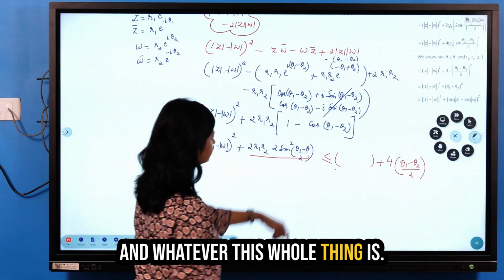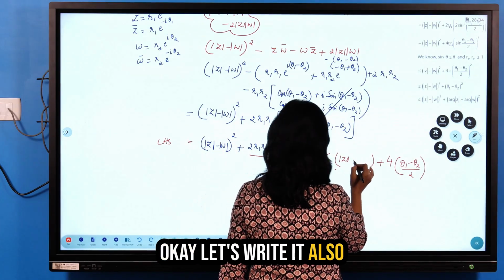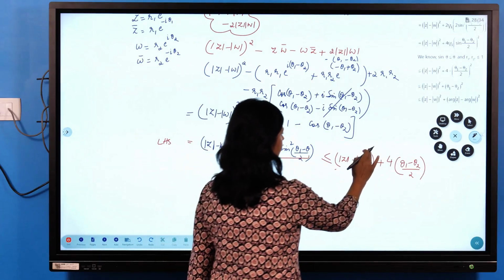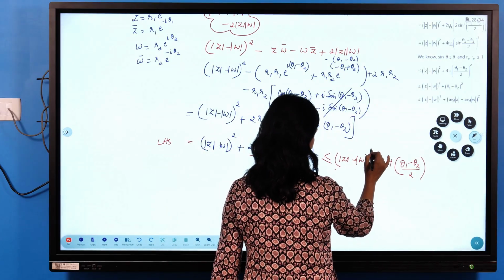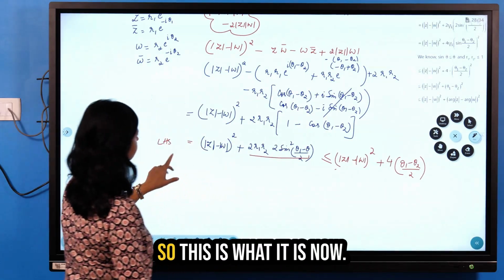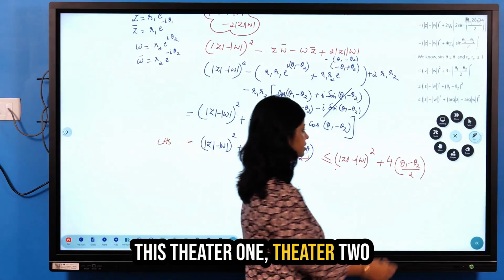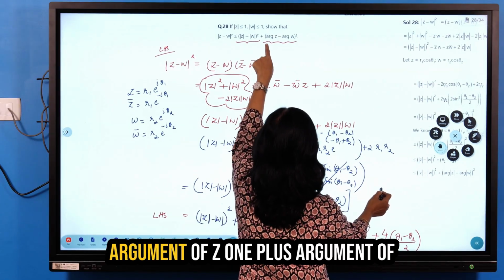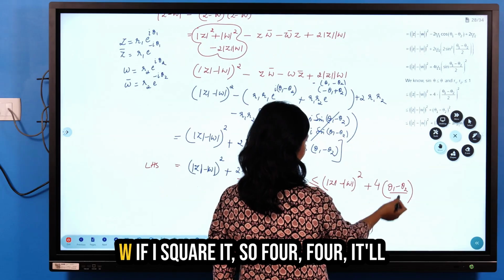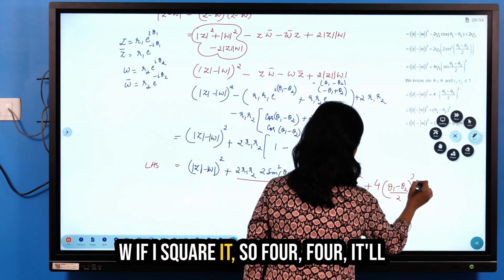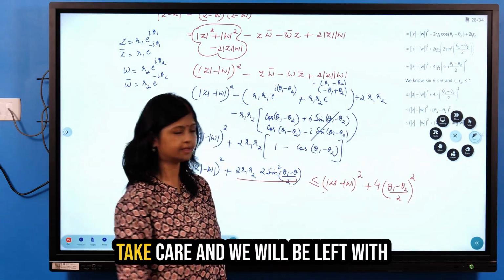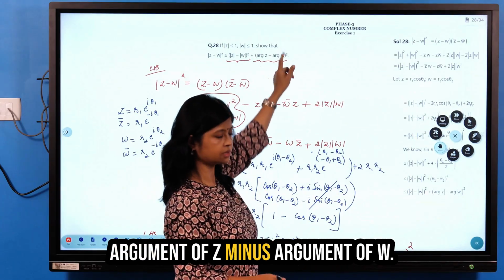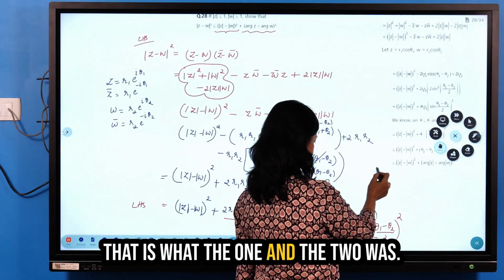And whatever this whole thing is, okay, let's write it also: mod z minus w whole square. Okay, so this is what it is. Now this theta 1 minus theta 2 is nothing but the argument of z minus argument of w. If I square it, the 4s will take care, and we will be left with argument of z minus argument of w. That is what theta 1 and theta 2 was.